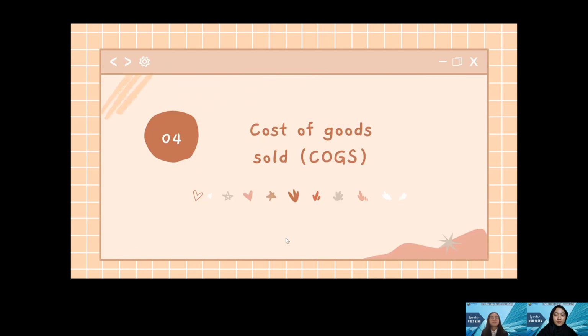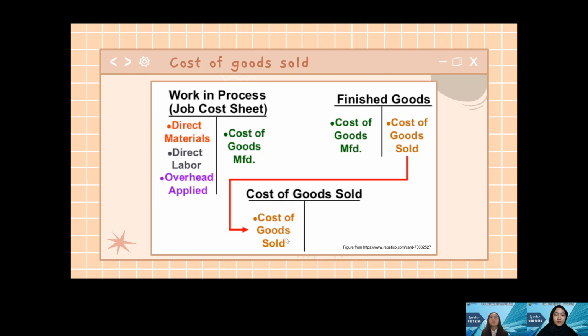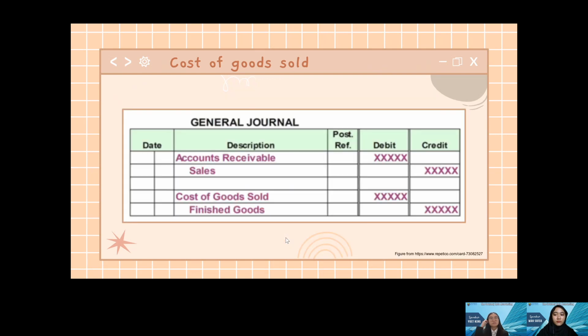Next slide, please. So lastly, we will look at the COGS, which is cost of goods sold. Next slide, please. So COGS is the situation when the finished goods are sold. So we will move it from the finished goods T account to the COGS T account as shown in the slide. Next slide, please. So this is the journal entry to record COGS. There are two transactions to record here. First, we debit accounts receivable and credit sales. And second, we debit the COGS amount and credit the finished goods.